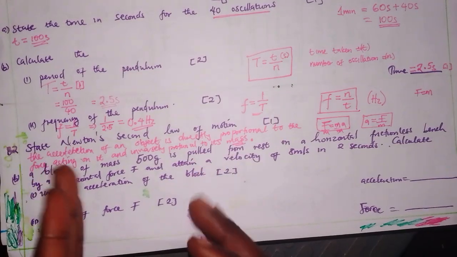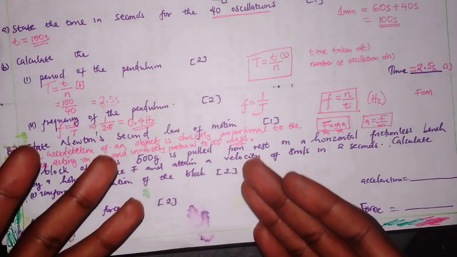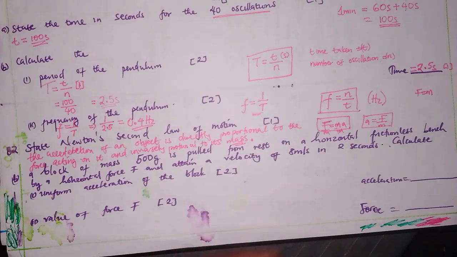So this is how simply you can define Newton's second law of motion. In case you forget, just write the formula. You can get the definition from the formula. So moving on to the next question.